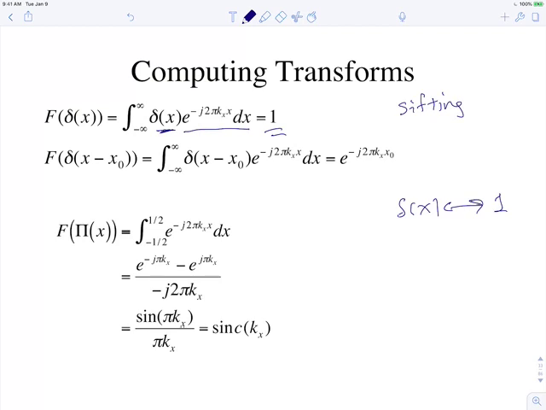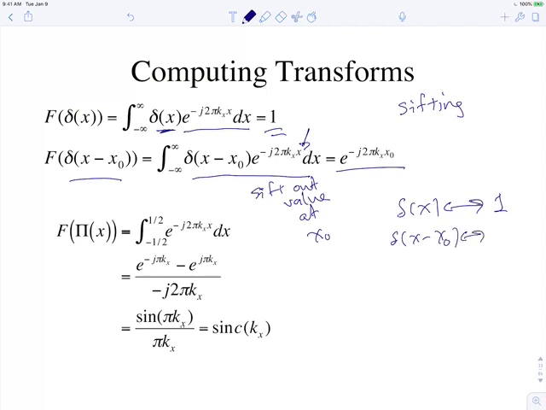Similarly, if I have a shifted delta function, which we need to use a lot, I can just look at this integral. This is just going to sift out the value at x naught. All I do is plug in x naught for x, and I get e to the minus j 2 pi kx x naught. So we would say delta of x minus x naught goes to e to the minus j 2 pi kx x naught. That's fairly simple.